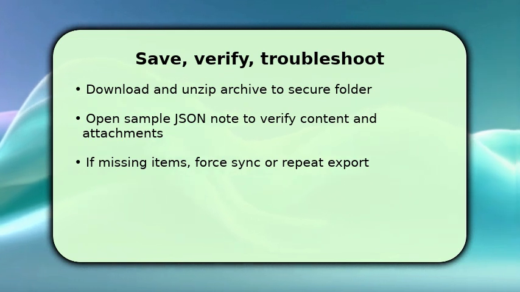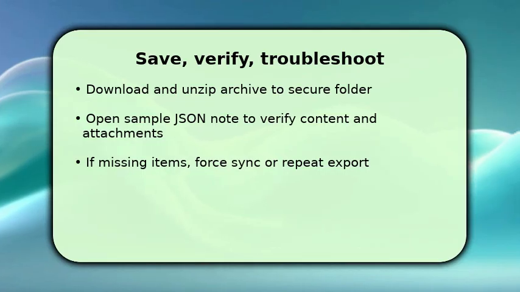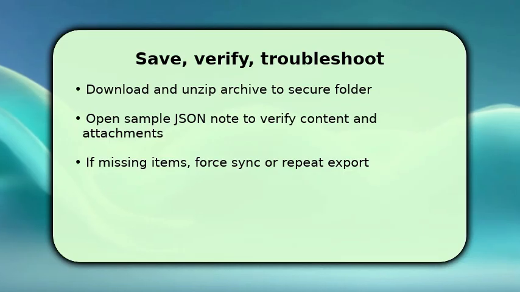Open a sample JSON file in a text editor to verify titles, content, and timestamps, and check the attachments folder for images or audio. If you notice missing notes, go back to the Keep app, force a manual sync by toggling offline on and off, and repeat the takeout export.